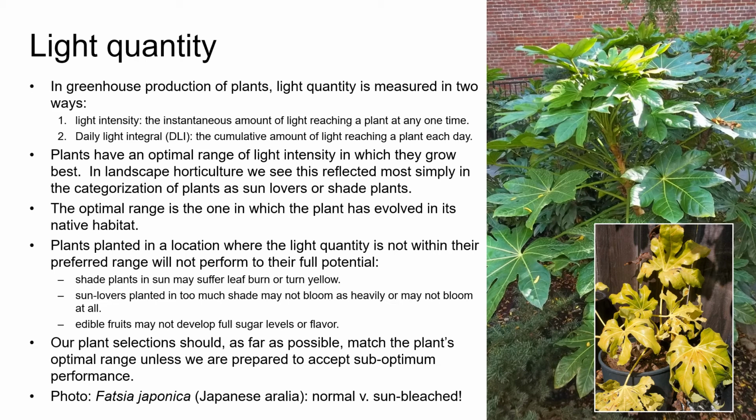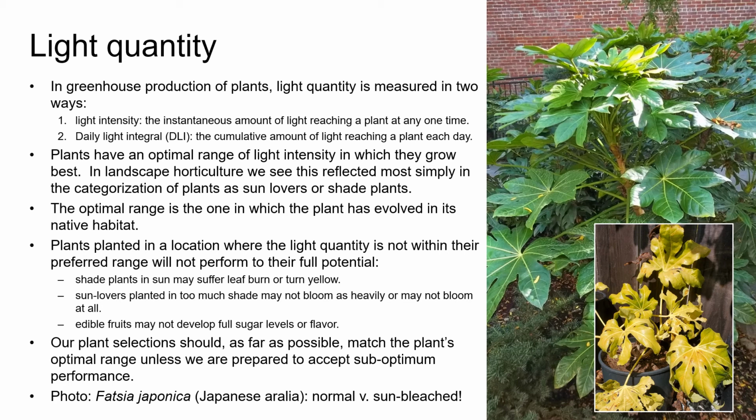Plants have an optimal range of light intensity in which they grow best. And this range is the one with which the plant has evolved in its natural habitat. For example, plants native to the understory of the coast redwood forest have evolved to thrive with very little light. Conversely, shrubs from a chaparral-type plant community have evolved with high levels of light intensity and therefore perform better in full sun. For example, leucadendron, leucospermum, lavender, and rosemary.